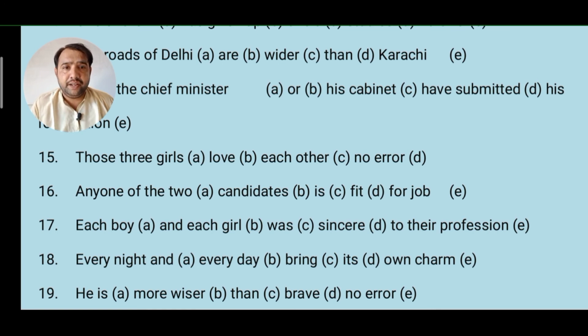According to number 17, each boy and each girl was sincere to their profession. This is a logical sentence. Guys, sometimes if two singular subjects are qualified by each or every, their verb must be singular. Here, if we say boy and girl, then we have to place what? A plural verb. Boy and girl were sincere to their profession.